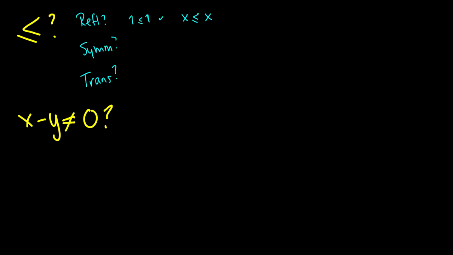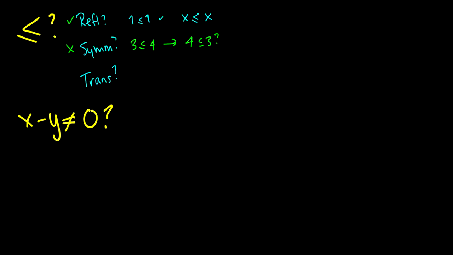What about symmetry? To show something is not symmetric, or not some property, we just need to find one example where this isn't the case. So let's have 3 is less than or equal to 4. That's good. Does it imply that 4 is less than or equal to 3? Of course not. 4 is not less than or equal to 3. So we say that this relation is not symmetric.